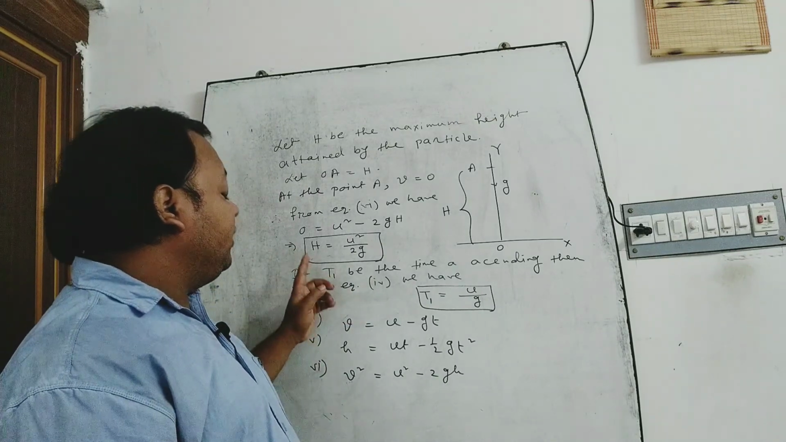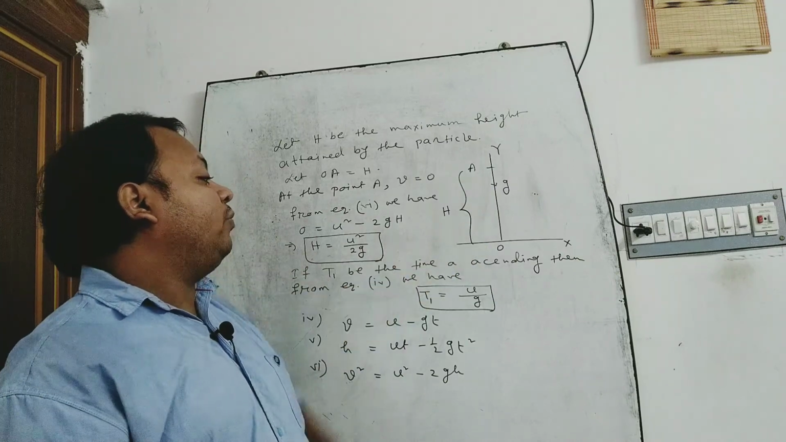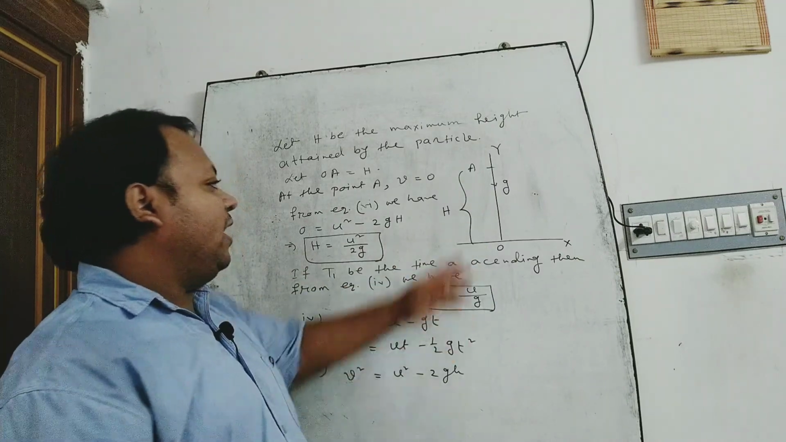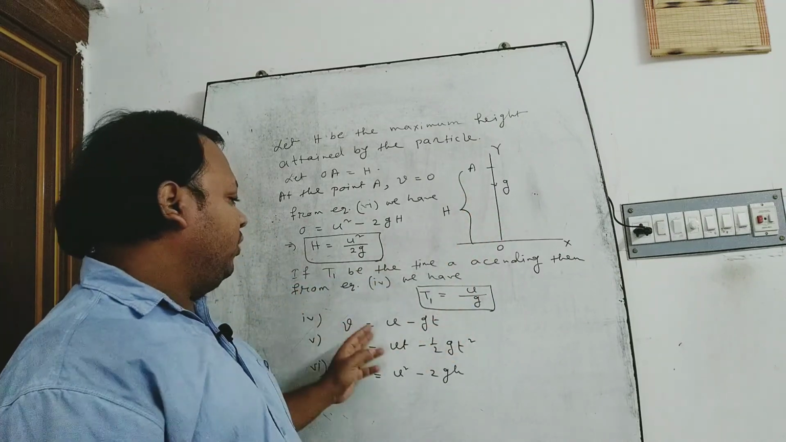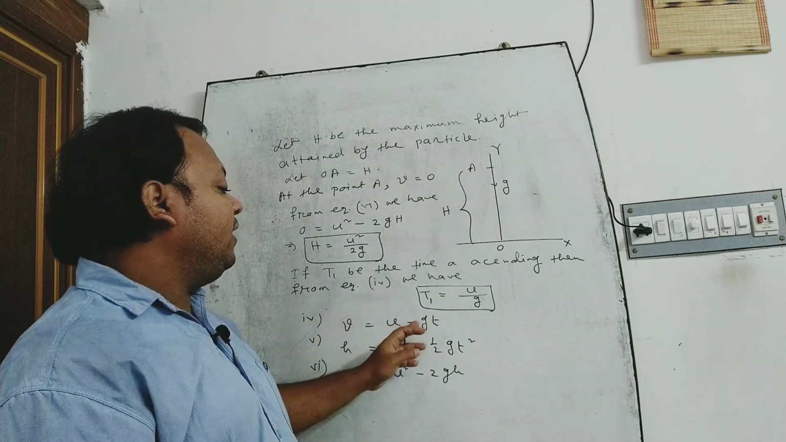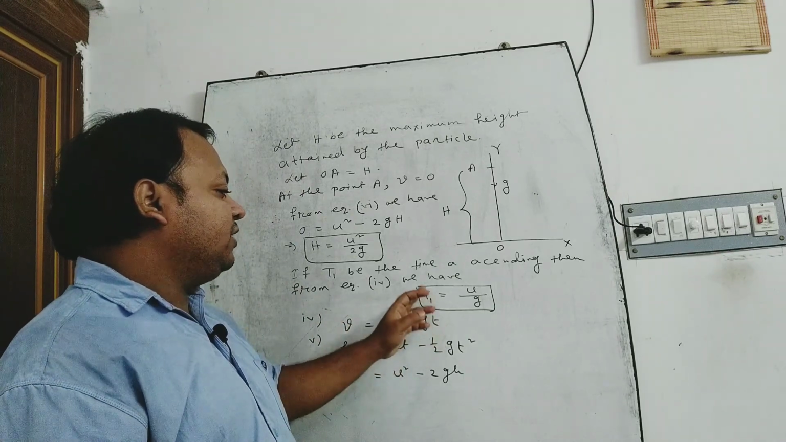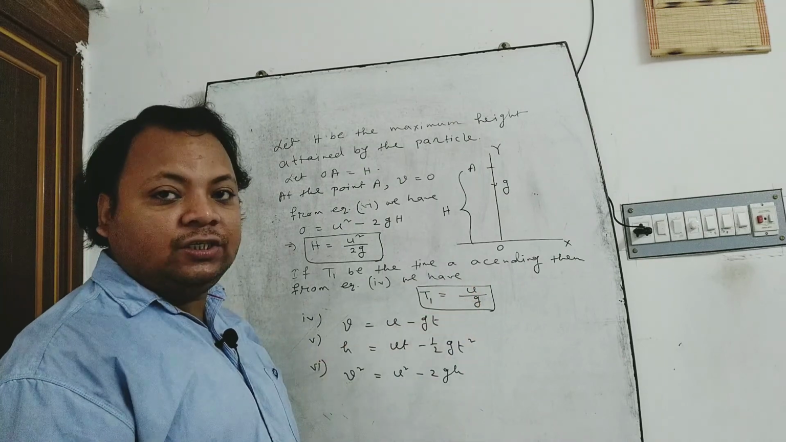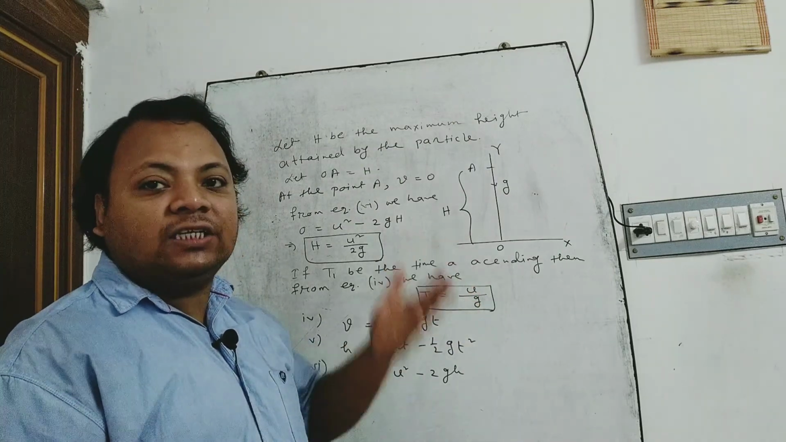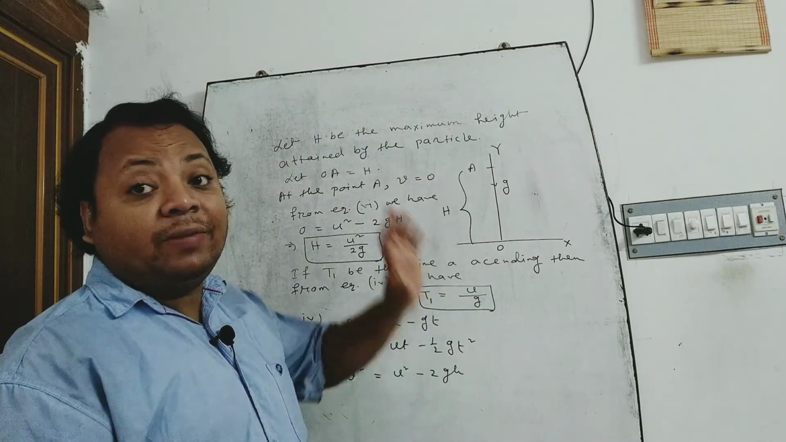And let t1 be the time of ascending. Then from equation 4 we can write 0 is equal to u minus g into t1. This gives t1 is equal to u by g. This is the time of ascending of the particle to the maximum height.